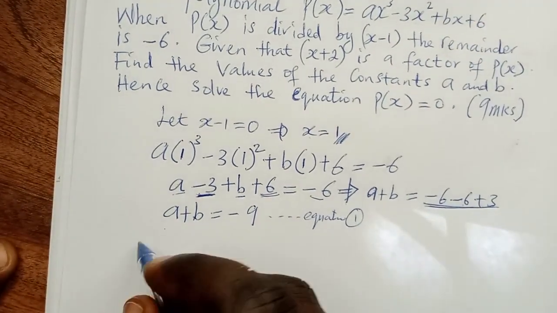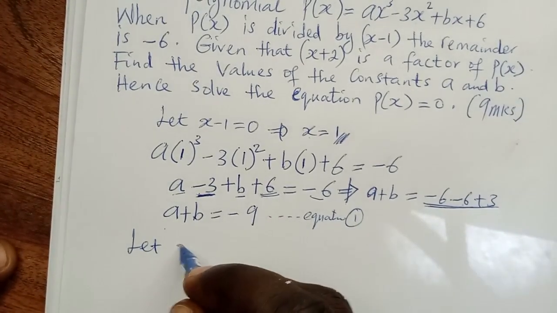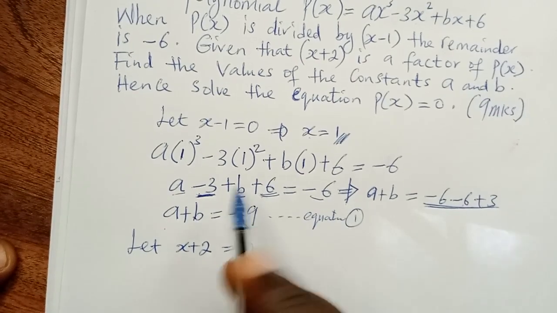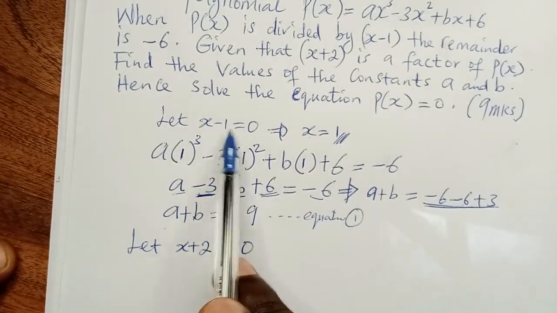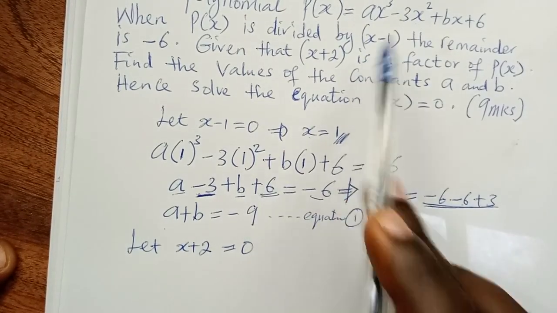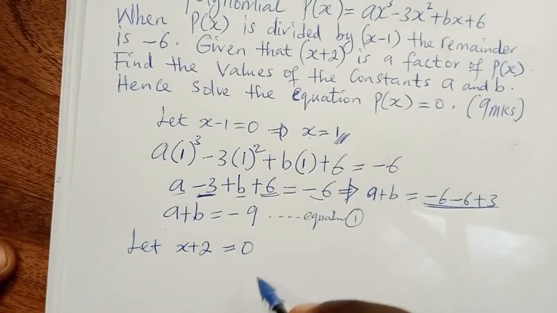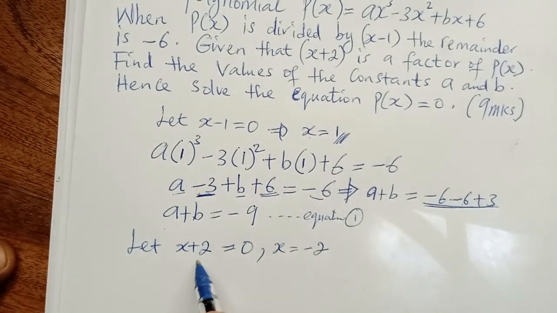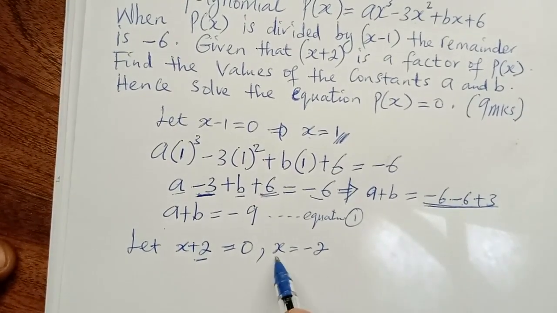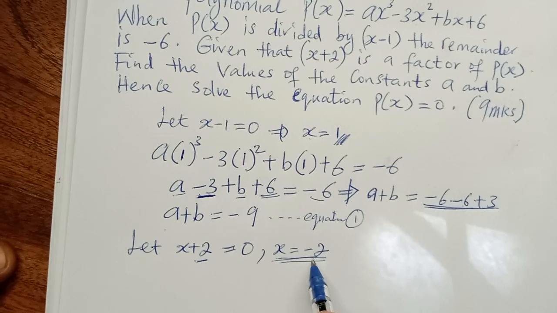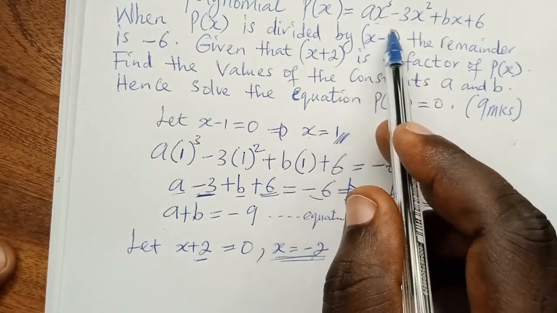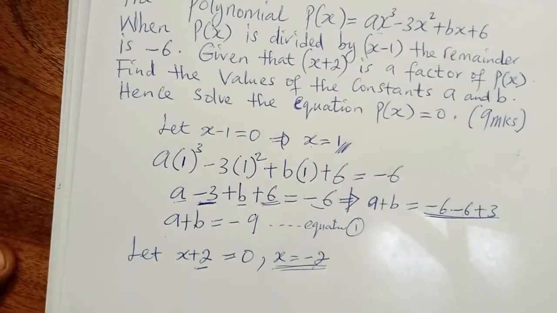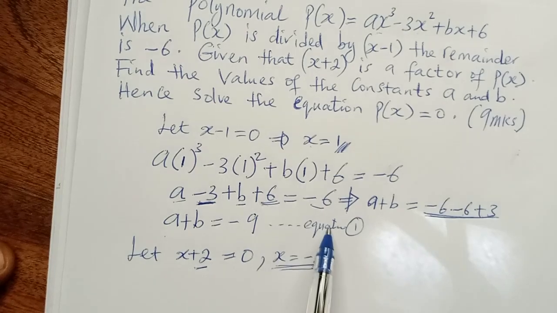So we are going to say let x plus 2 be equal to 0, just as we did for the first case where we set x minus 1 equal to 0, and we look for the value of x. In this case, x will be equal to minus 2. That is, if we carry this plus 2 to the right hand side, it becomes minus 2 for x. So we are going to use minus 2 and insert it inside of this expression, ax cubed minus 3x squared plus bx plus 6, to also get another equation, as we have had equation 1 here.